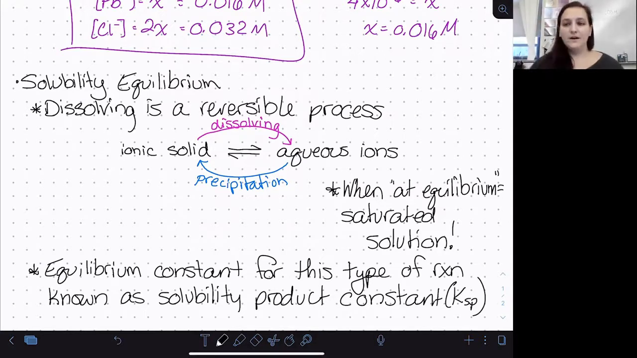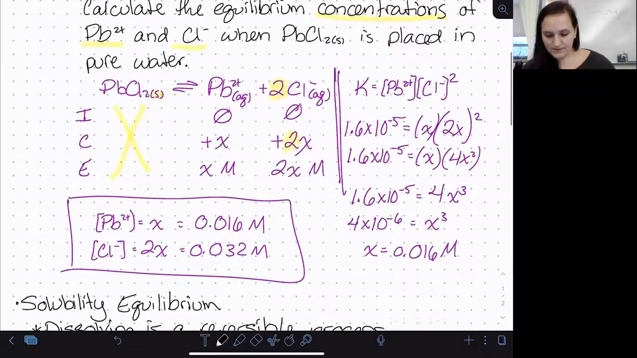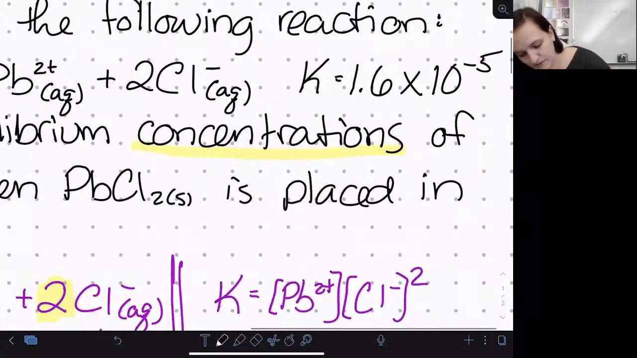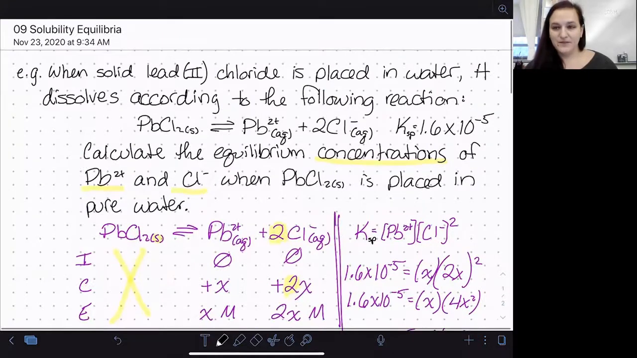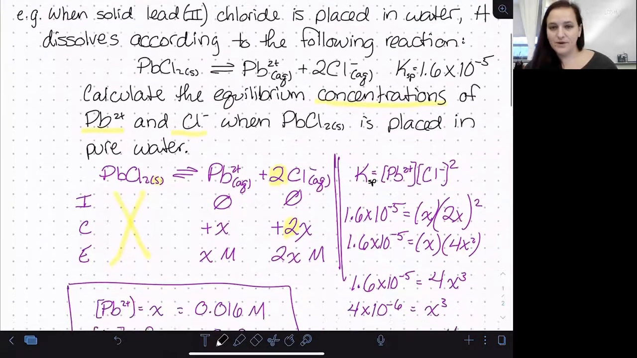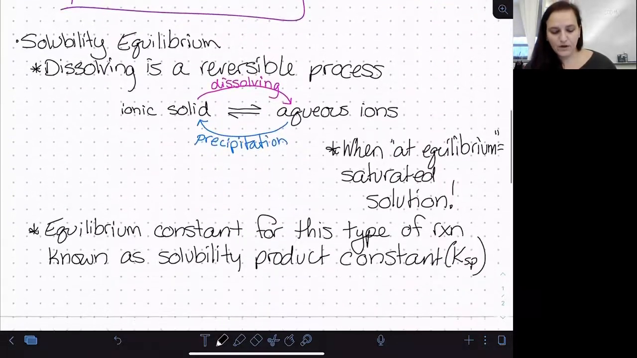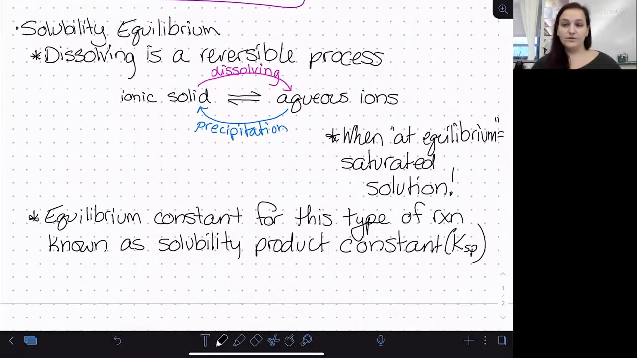So if I were giving you this problem, I would probably label this as a KSP, but it is not any different than any other K value that we have talked about. The only reason that SP is there is just recognizing that it's this particular type of reaction that we're talking about, that it is a solubility equilibrium that we're dealing with here.